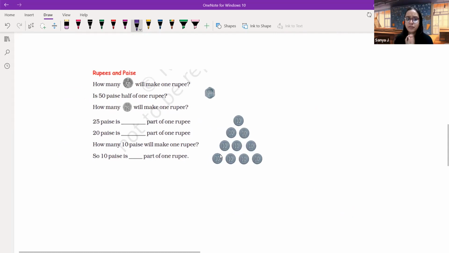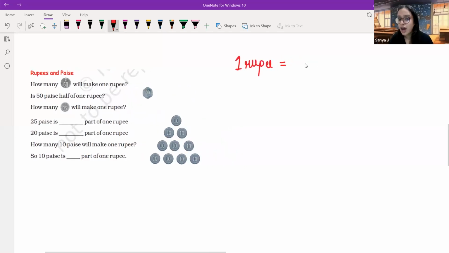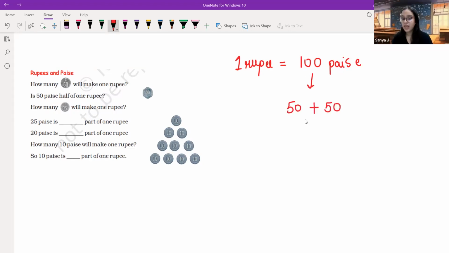How many 50 paise will make 1 rupee? Do you know that? We'll have a look at that. In 1 rupee, I'll just give you all a basic introduction: 1 rupee means 100 paise. And 2 of 50 paise will make 100 paise, correct? Which means 50 plus 50 paise. And this 50 paise means we will have 25 and 25 paise, 2 of 25 paise in 50 paise.